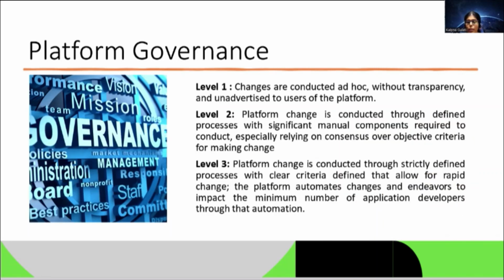Now, coming back to another major point, which is platform governance. When we talk of platform governance, it talks about who can make changes to the platform. How is it regulated? How does it flow from the branch to the master, right?